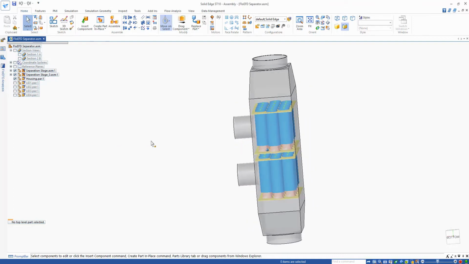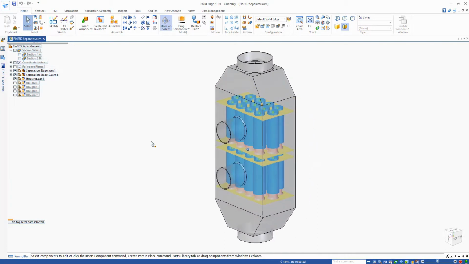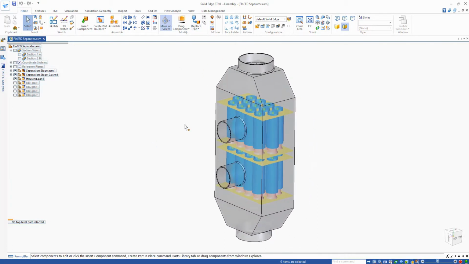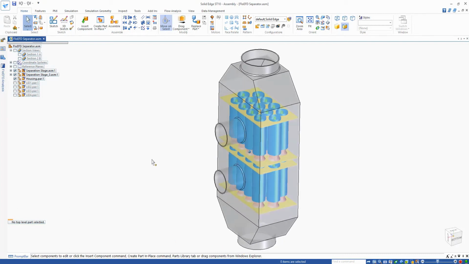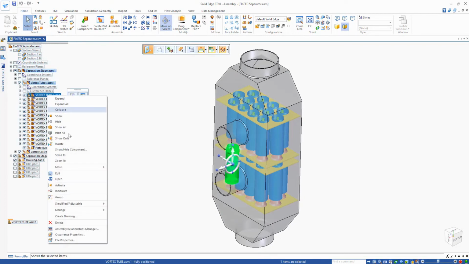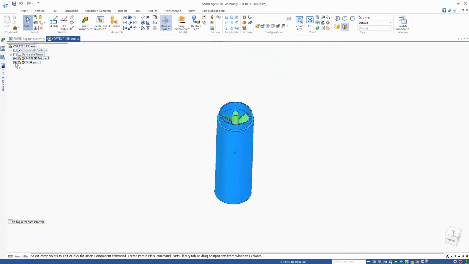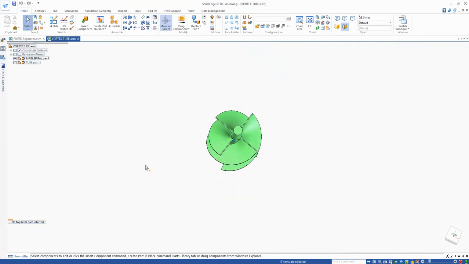Hello and welcome to this FloEFD example where we're going to be looking at a cyclonic separator in FloEFD, where we have an air inlet, two outlets for the cleaning stages, and a third clean air outlet. This is a passive device using vortex technology, and let's have a look at some of the design behind this particular separator.